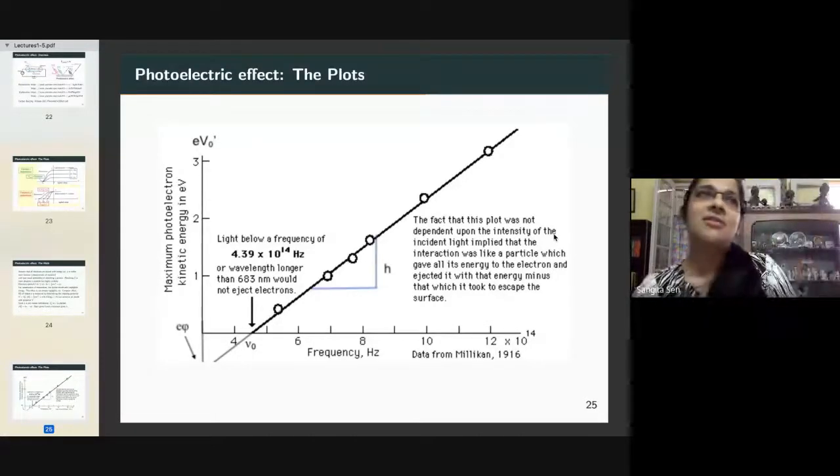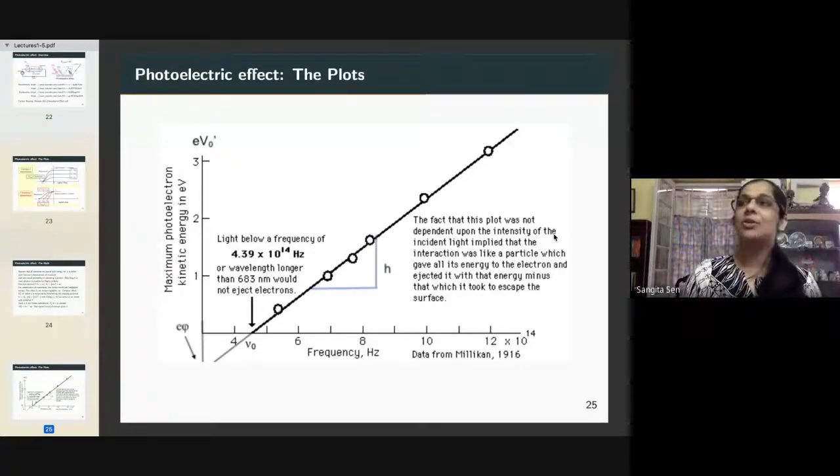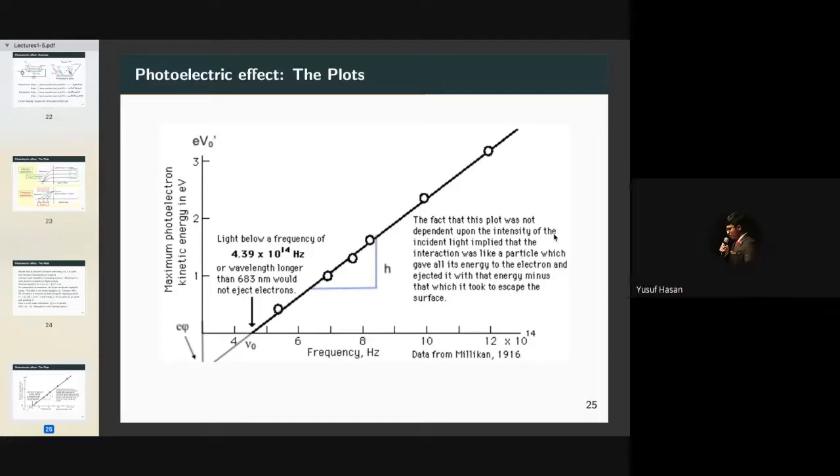If the photon does not hit the electron, it will not be emitted. So the number of photons hitting and the number of electrons being emitted is definitely different. The number of electrons is definitely lower. But the fact that they have different kinetic energies comes from the fact that their binding energy is different. Okay, ma'am. Thank you.